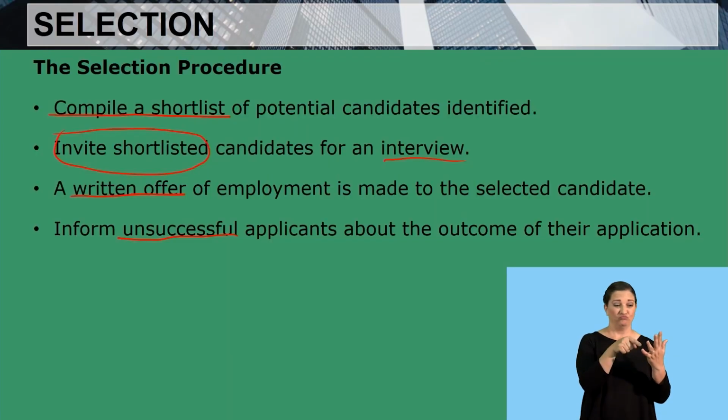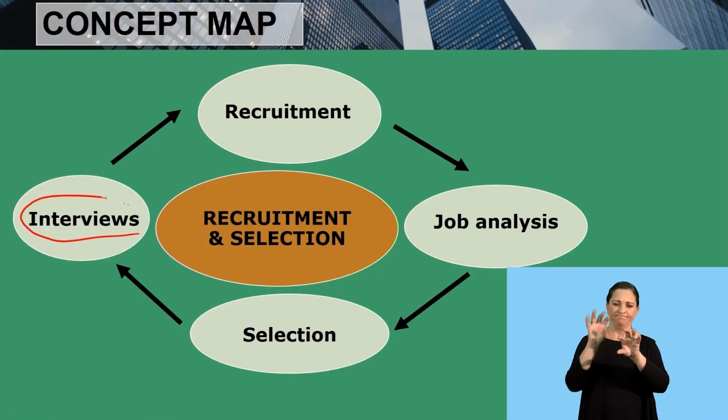You must also inform the unsuccessful applicants about the outcome of their application. Now, this also differs from business to business. Some businesses will tell you in the interview itself that if you don't hear from us in the next 5 days, for example, then it means that you did not get the job. Whereas other businesses will send you an email where they tell you that you did not make the cut. Let's then look at what interviews are.